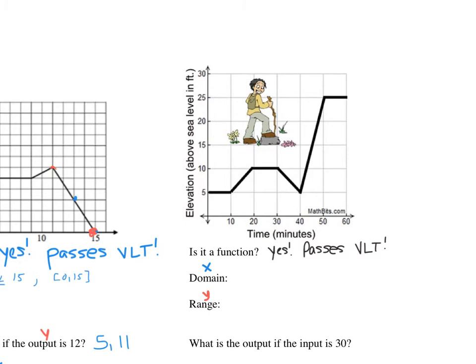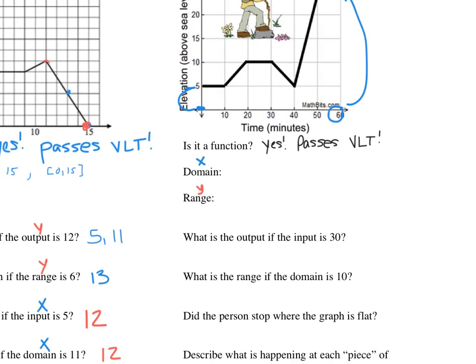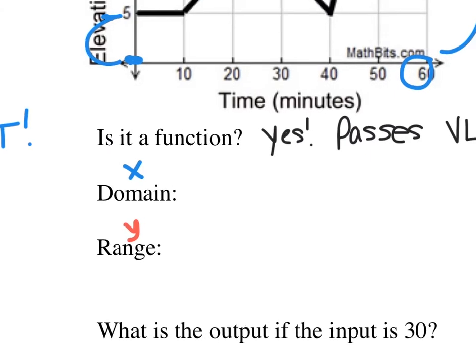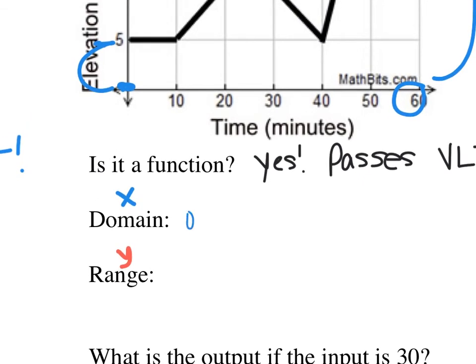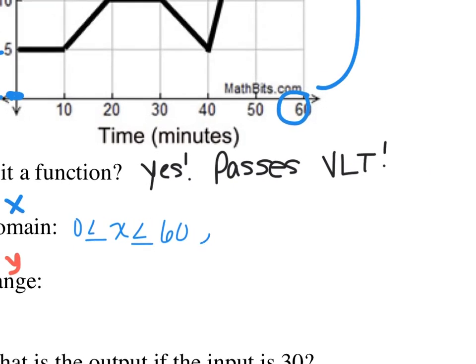Well, if I look at how far to the left, I start at 0. Ooh, that's red. Because look, I hit a 5. And then how far to the right is 60. Because I get a y value of a little over, around 25. So my domain is 0 is less than or equal to x, which is less than or equal to 60. Or I can write it in interval notation as 0 to 60.